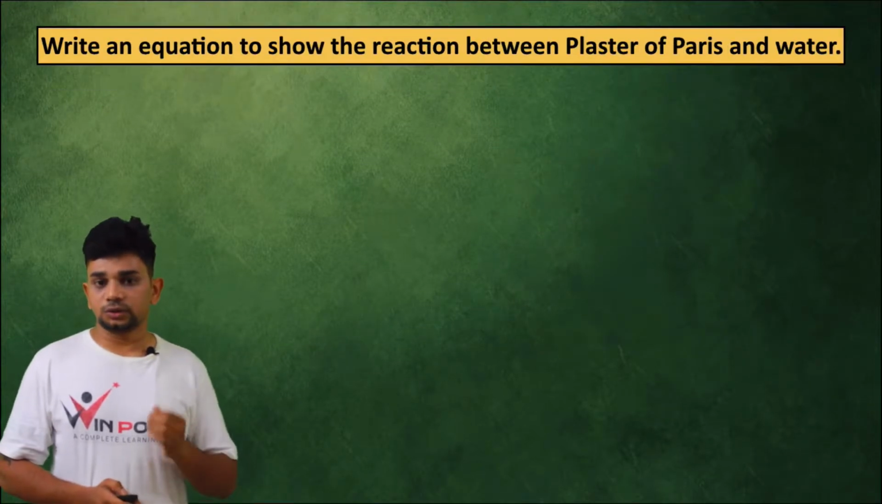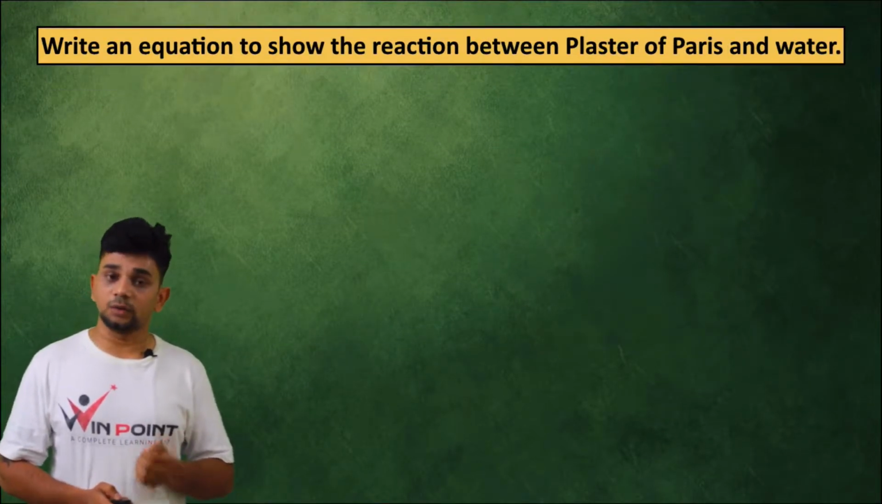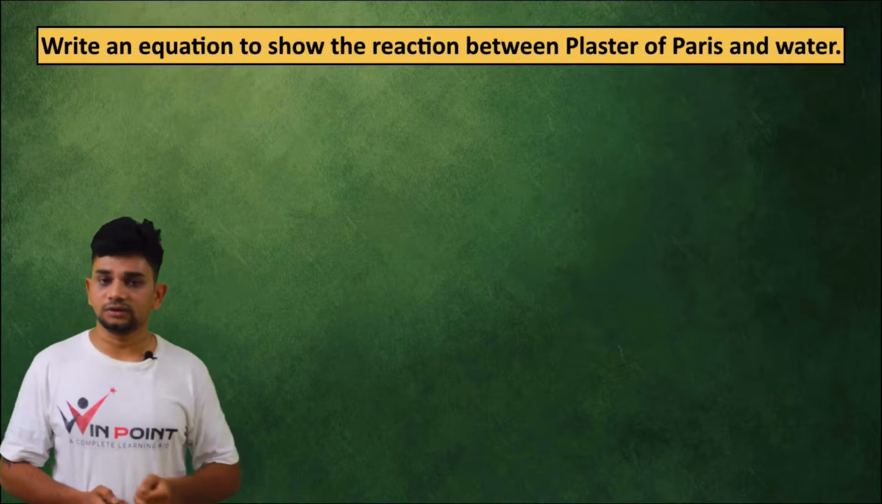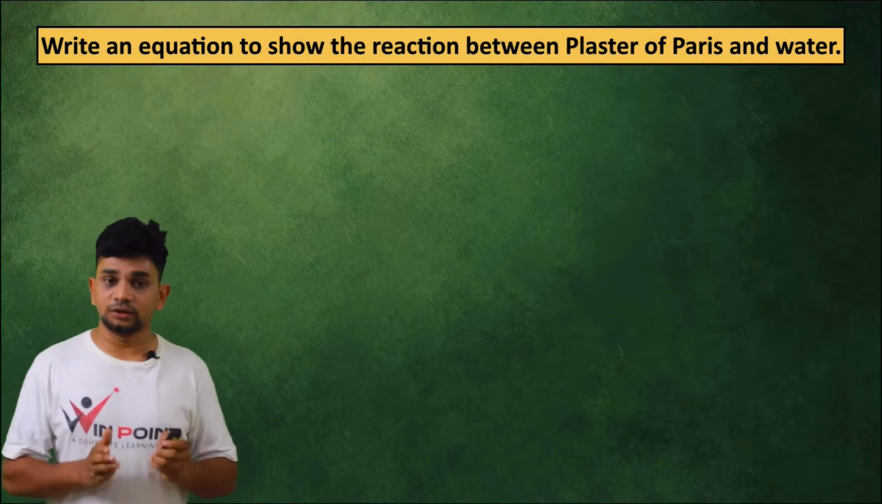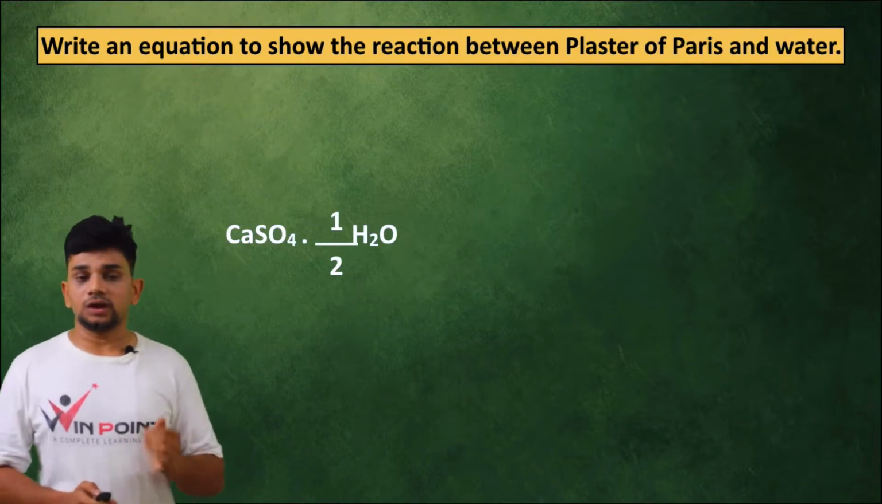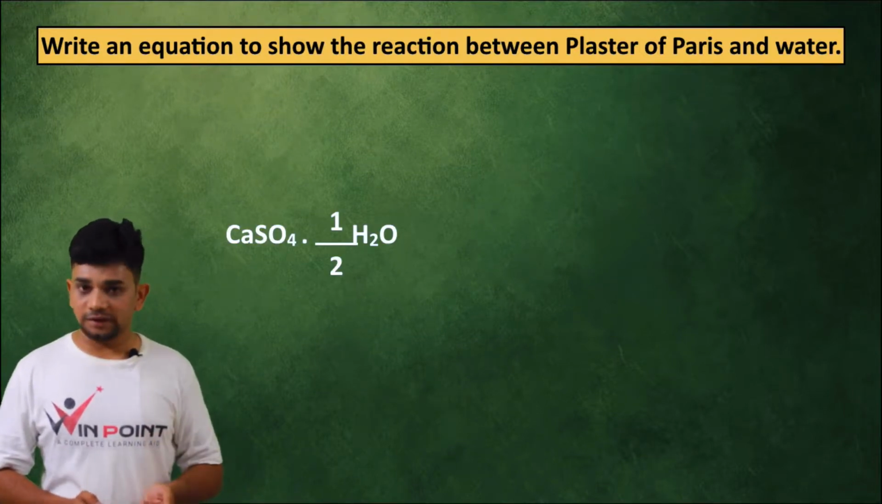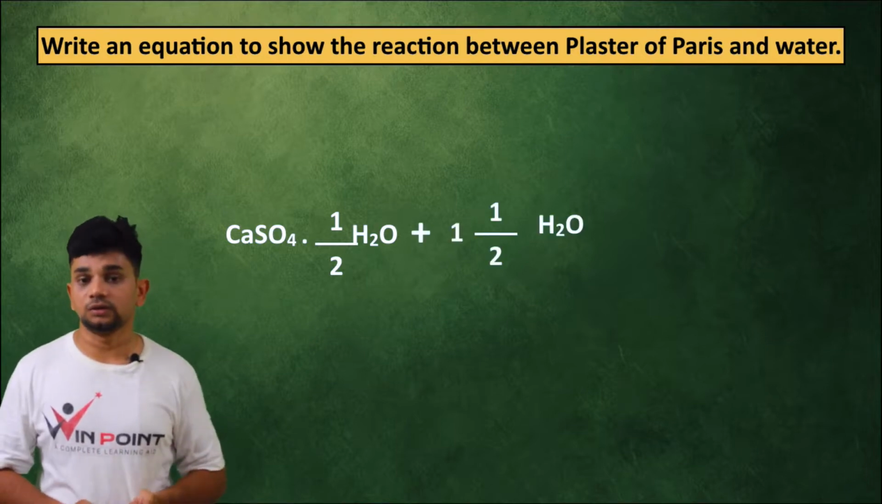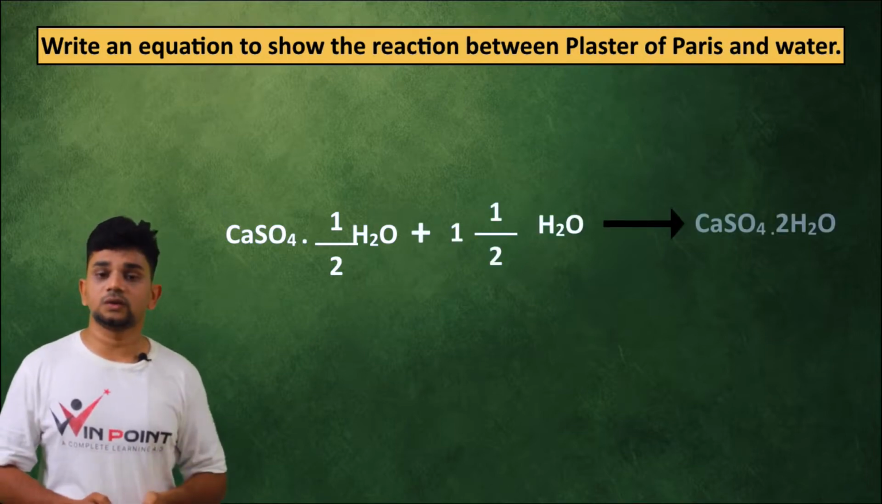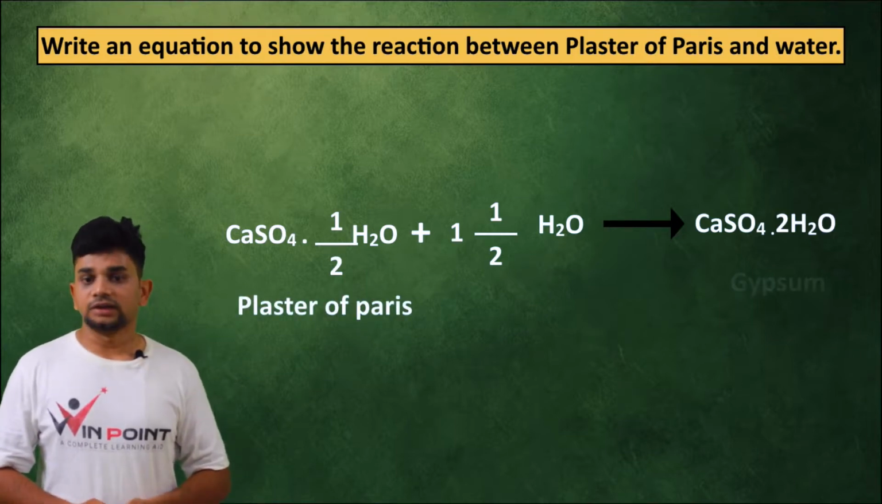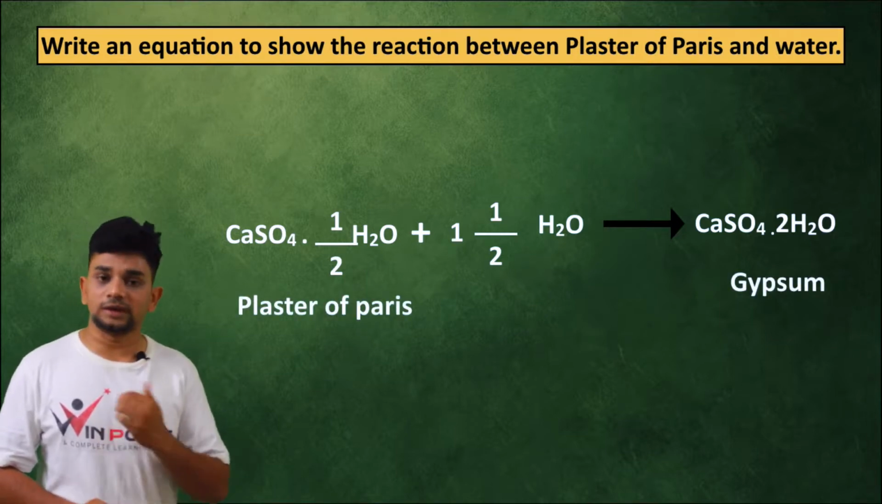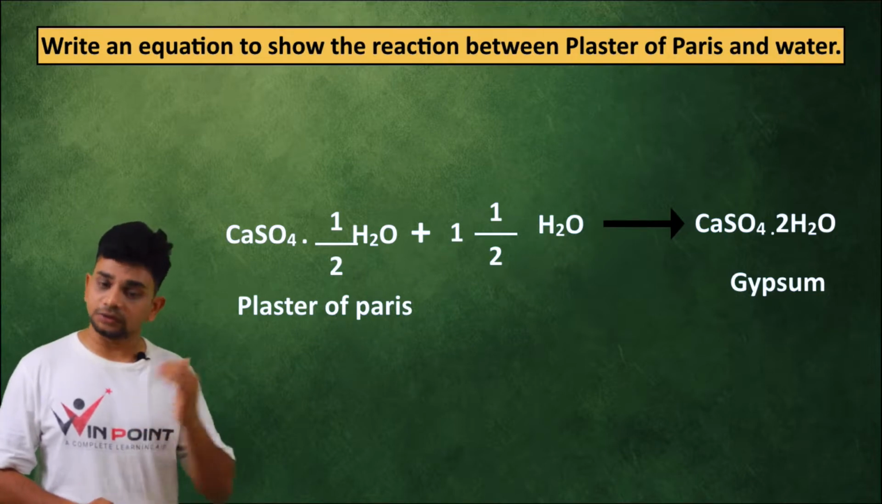Write an equation to show the reaction between plaster of Paris and water. When we add plaster of Paris to water, what is going to happen? It will change back into gypsum. It will set into solid form. CaSO4.1/2H2O, which is plaster of Paris, plus 1.5 H2O gives CaSO4.2H2O. This one is plaster of Paris and that is gypsum. When we add water to plaster of Paris, it will change back to gypsum.